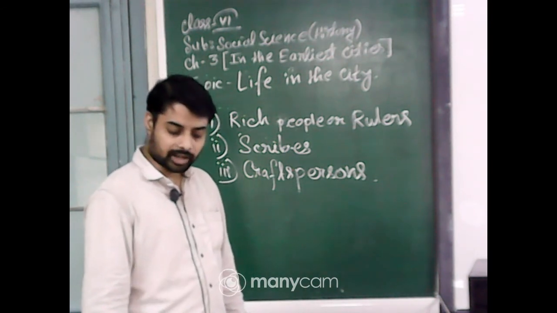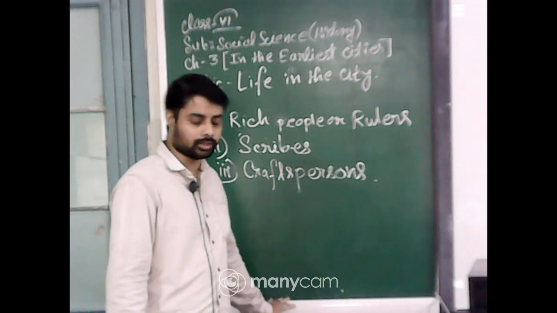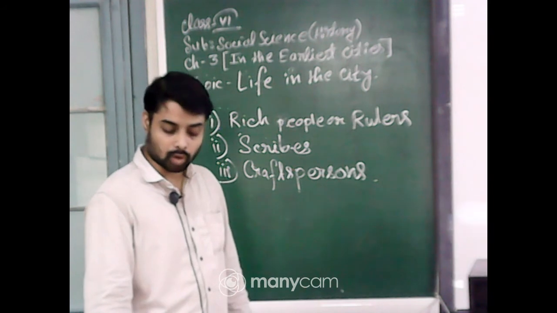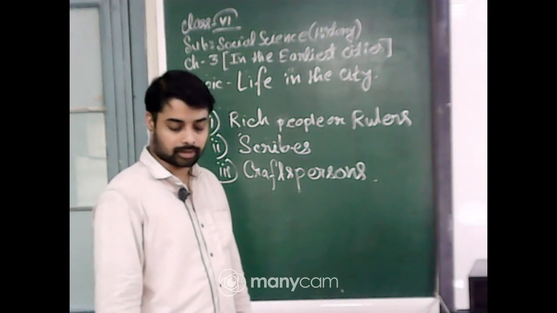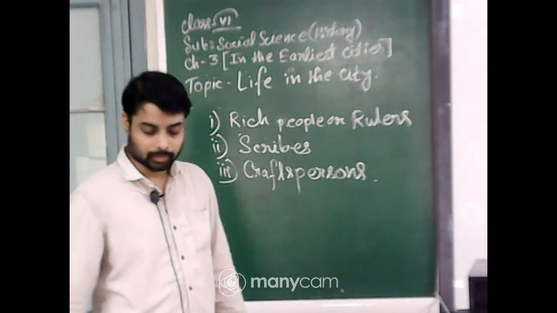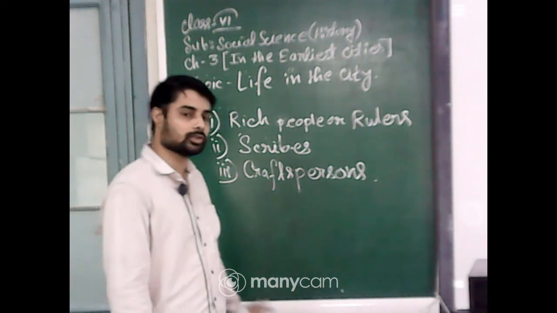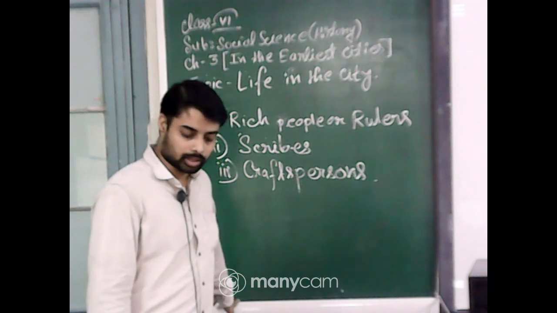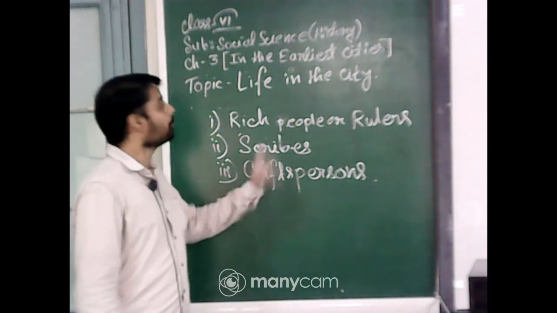And many terracotta toys were also discovered in this area, such as a bullock cart model and models of animals, and these have been found. You can see this on page number 35. The archaeologists thought these must have been played with by the children. So this is life in the city.